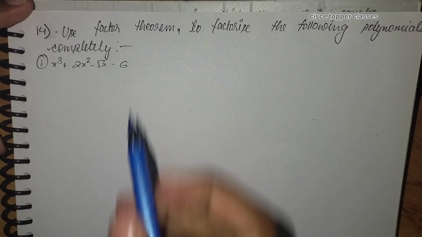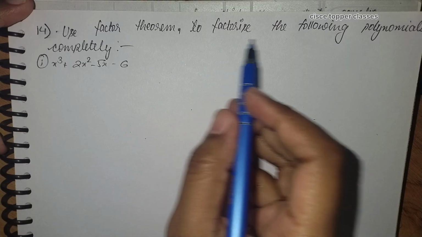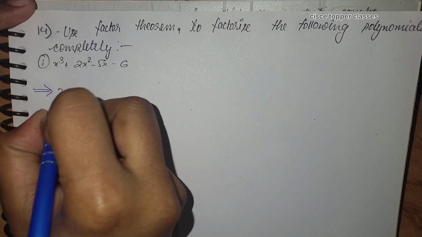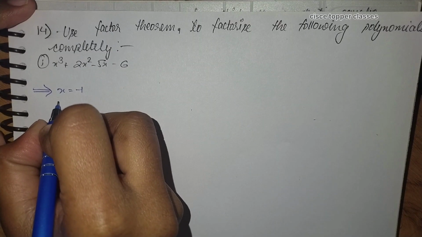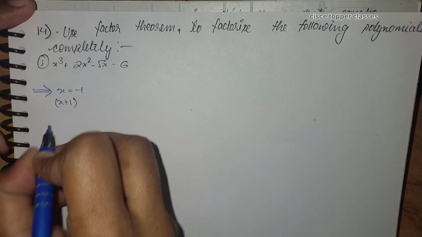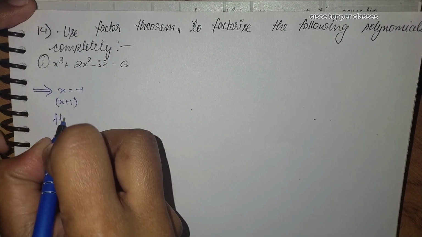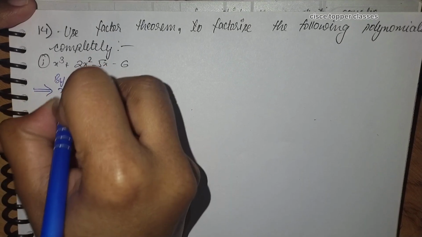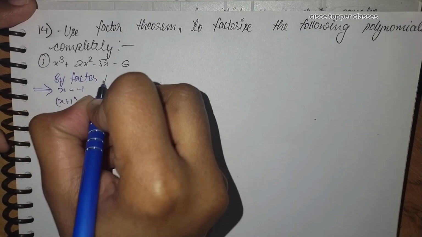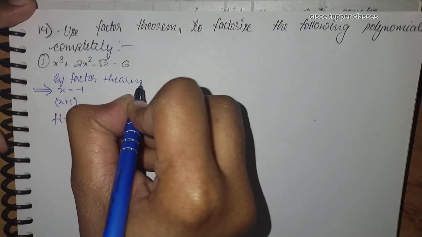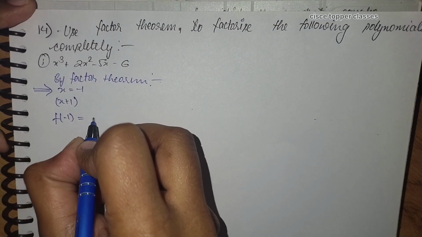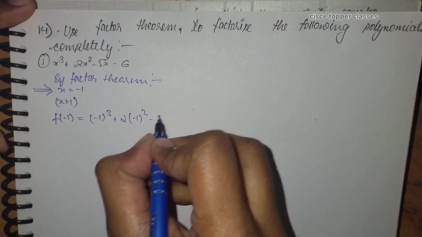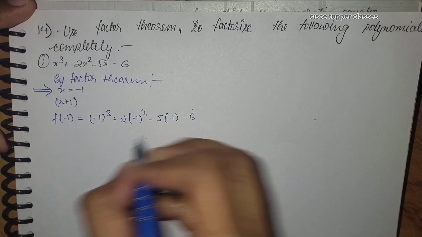Now let us solve question number 14. Here we have to use the factor theorem to factorize the following polynomials. So here we can put in place of x as minus 1, meaning x plus 1 we are going to take as the factor. We know if f of minus 1 we put in this f(x), by factor theorem that should be equal to 0. Then only x plus 1 is a factor of this polynomial f(x). So it will become minus 1 whole cube plus 2 into minus 1 whole square minus 5 into minus 1 and minus 6.